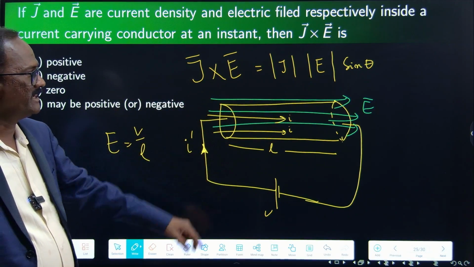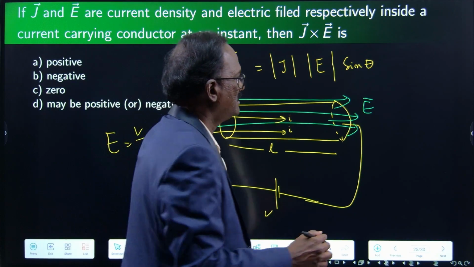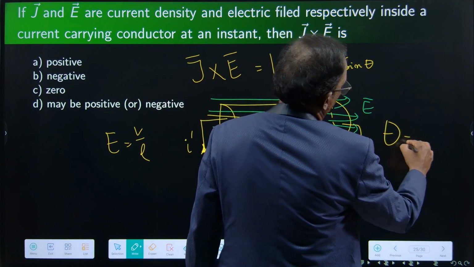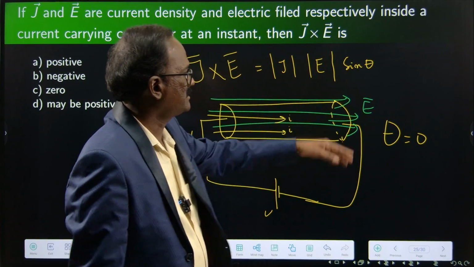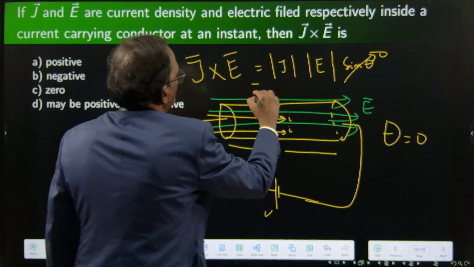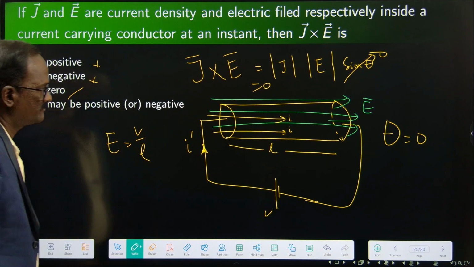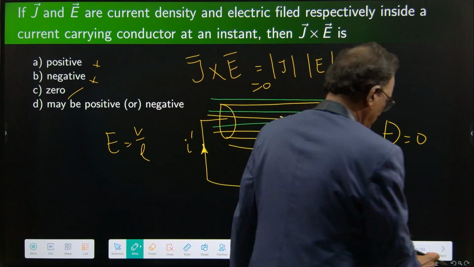What is the angle between E and I? Both lines are parallel. Angle between E and I is 0. Sin 0 is 0. So the answer will be 0.